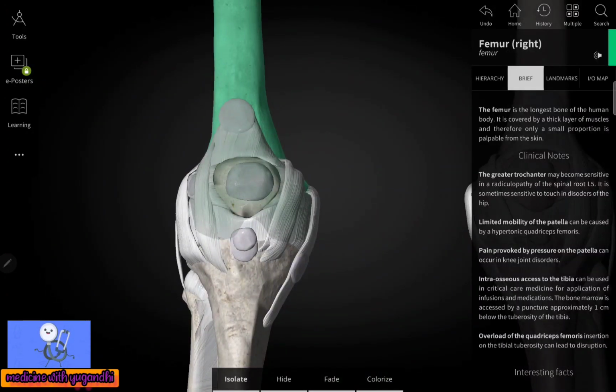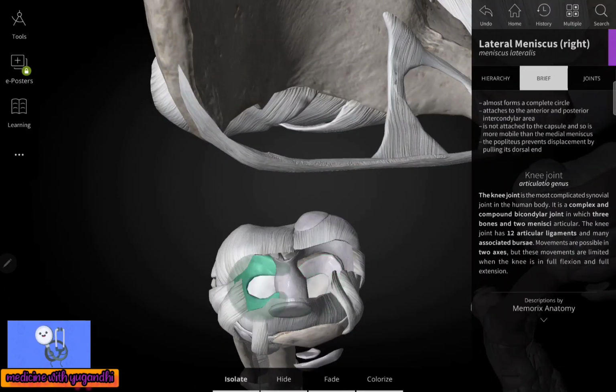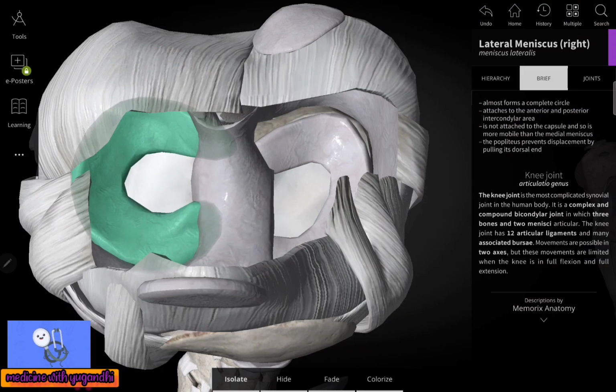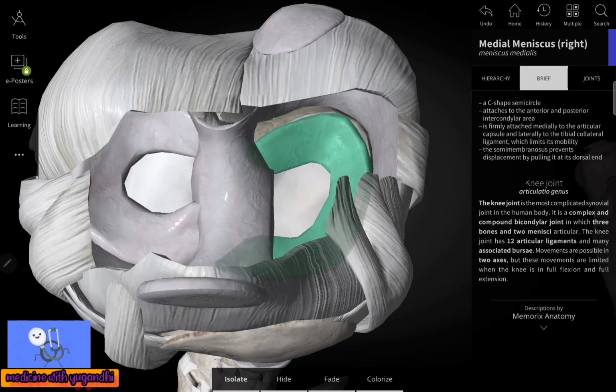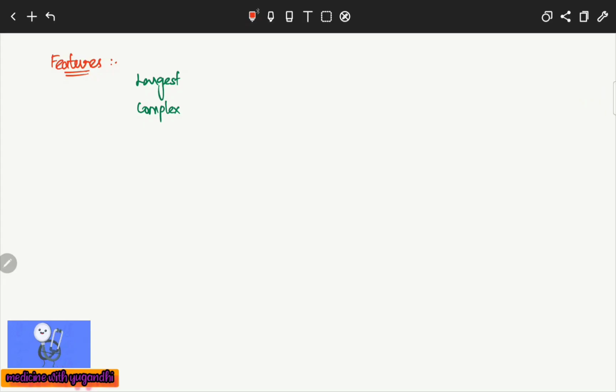Another important thing I would like to mention is this knee joint is also called the complex joint because of the presence of the menisci. Here you can see the medial menisci and this is the lateral menisci. These two menisci help in the division of the joint cavity. Hope now it's very clear. So here you can see this is the medial menisci and here is the lateral menisci.